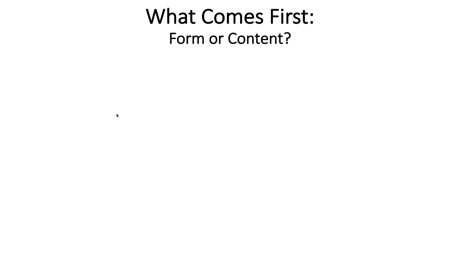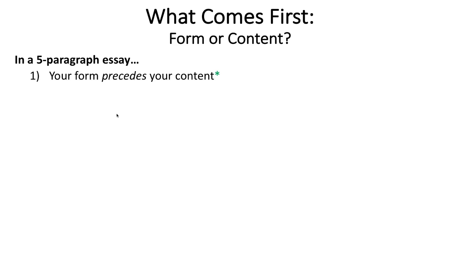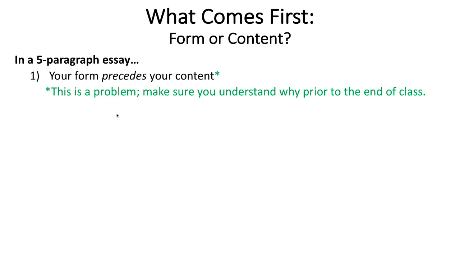So, one issue that I have about the 5-paragraph essay, and what a lot of people have about the 5-paragraph essay, is that it prioritizes form over content. All right, and we're going to explain what that is. In a 5-paragraph essay, like the slide says, your form precedes your content. All right, and this is a problem. And by the end of this little slideshow, you're going to need to understand why that's a problem.